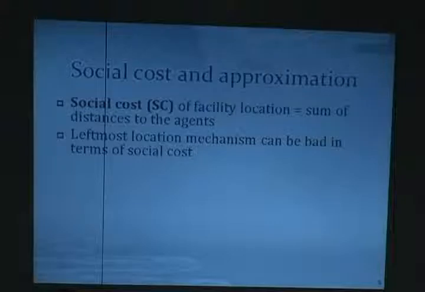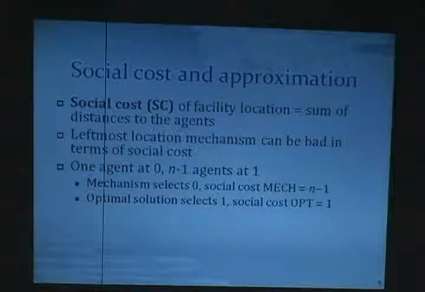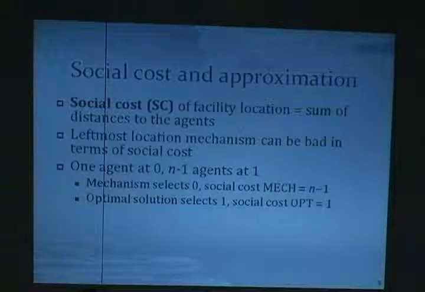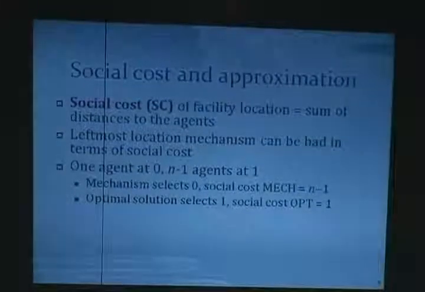Now, like I said, the leftmost location mechanism can be very bad in terms of the social cost. Let's see an explicit example. Say we have one agent located at x equals 0, and all the other n-1 agents are located at x equals 1. The mechanism would select the leftmost location, which is 0. Then the social cost of the mechanism, which I denote by mech, would be n-1. We pay the distance between 0 and 1 for each one of the n-1 agents located at 1.